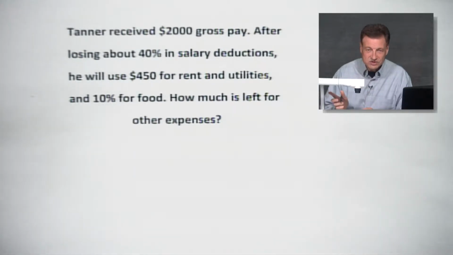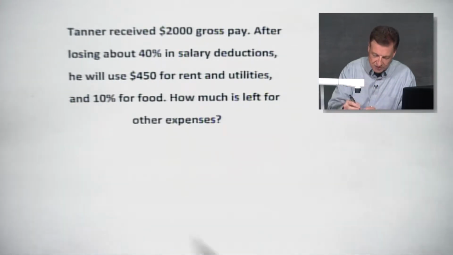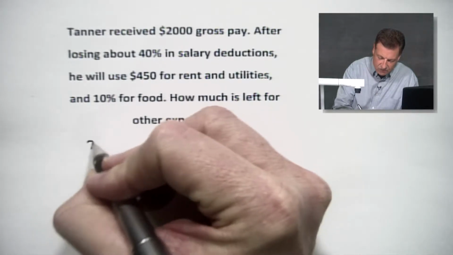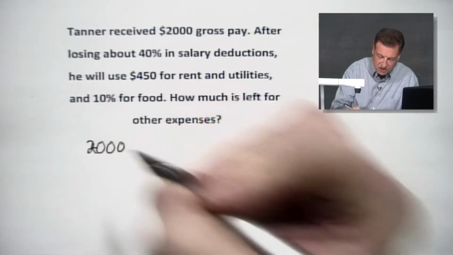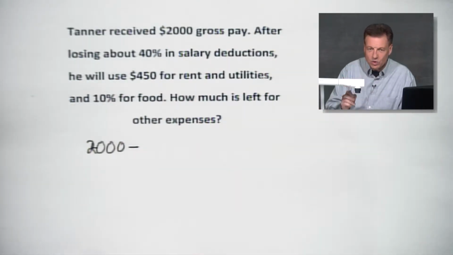So let's take a look at what's going on here. It's really just a lot of arithmetic, but sometimes we get a little bit nervous about percentages. So let's just do something here. We're going to say we started off with $2,000. Here you go, Tanner. Start with your $2,000. Unfortunately, you're going to lose 40%.